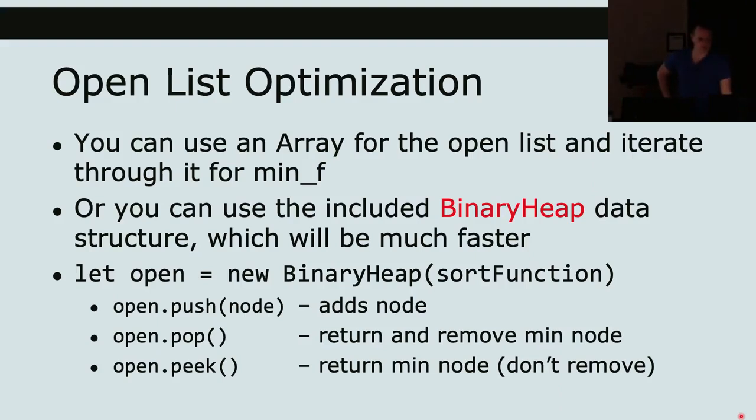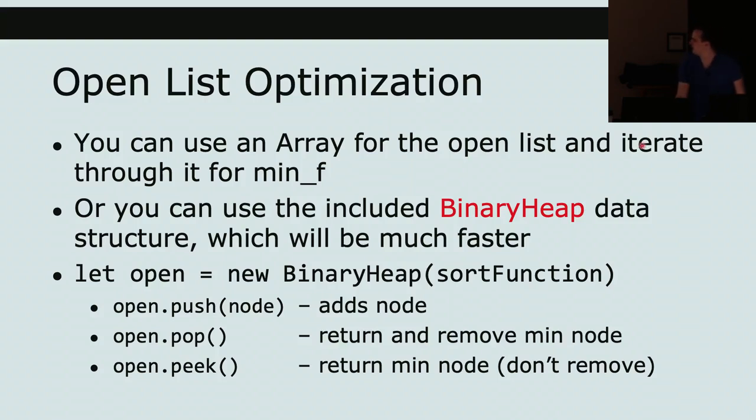Open list optimization. What I recommend, just to get the assignment working, is the very first thing you do is have an open list, which is just an array, okay? And then to get the minimum thing from the array, just write a function which looks over the array, looks at all the f values, and returns the minimum one. Once you have that working, I've included a binary heap data structure, which can act as a priority queue, which will make the minimum element of the binary heap accessible in constant time, okay?